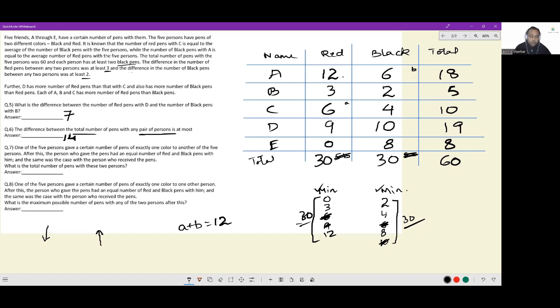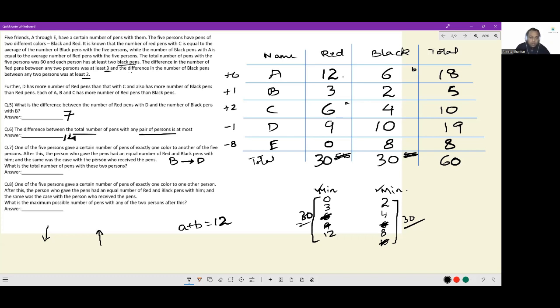In order to identify which those two people will be, I am doing red minus black. I have plus 6 here. I have plus 1 here. I have plus 2 here. I have minus 1 here. I have minus 8 here. Very simply, very easily, can you identify which two people will have the exchange happening between them? If B transfers one red pen to D, he will become 2, 2, and this will become 10, 10. So the people being talked of here are B and D, and B is giving one pen to D. This is clearly identified.